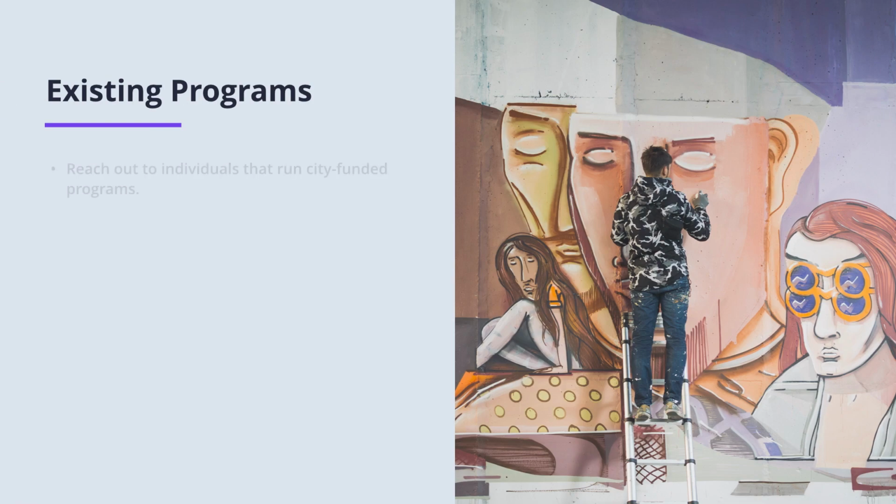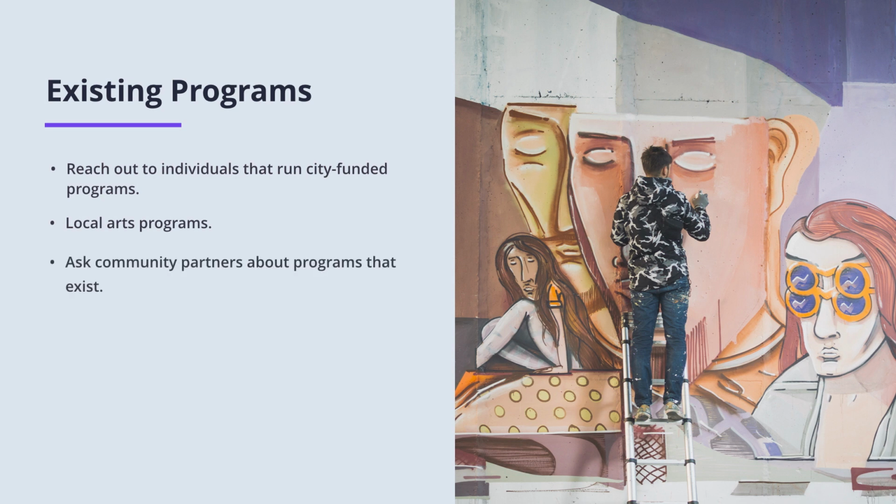Some sources for researching existing programs come from the city and local level. You can reach out to individuals that run city-funded youth training programs to acquire the funding for your own program. Maybe you can tap into the local arts programs in schools or community centers in the neighborhood. Ask your community partners about who already engages youth in similar programs. And maybe check out the state website for programs held across the state that focus on arts and culture trainings.